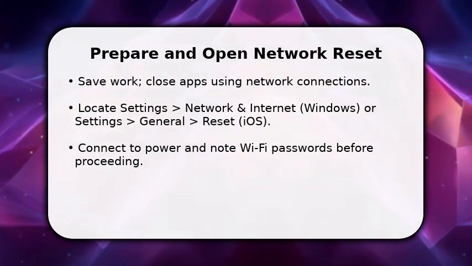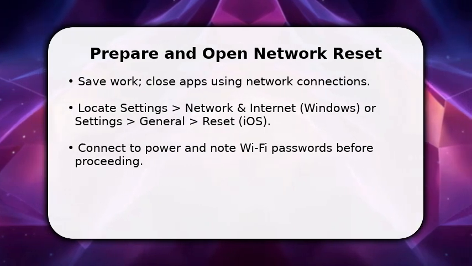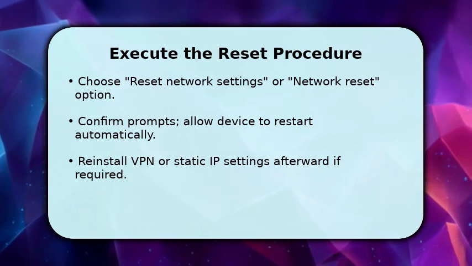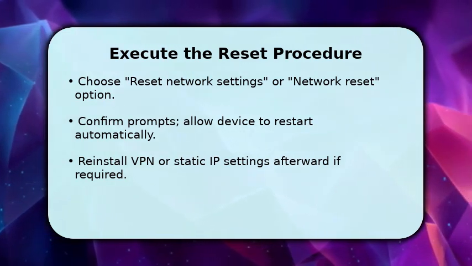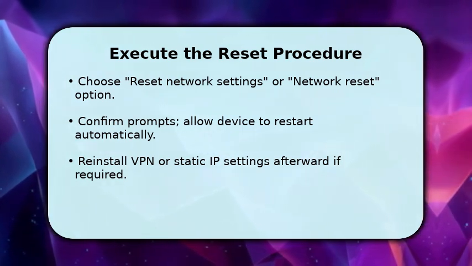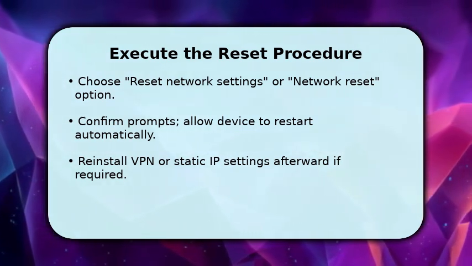Now perform the reset itself. Select the explicit Reset Network Settings or Network Reset option. Read the confirmation text because it lists removed items like saved Wi-Fi networks and Bluetooth pairings. Tap Confirm or Reset and allow the device to reboot. This can take a few minutes.